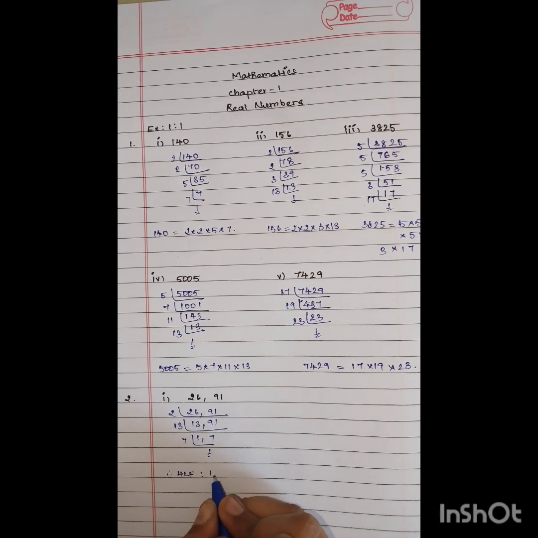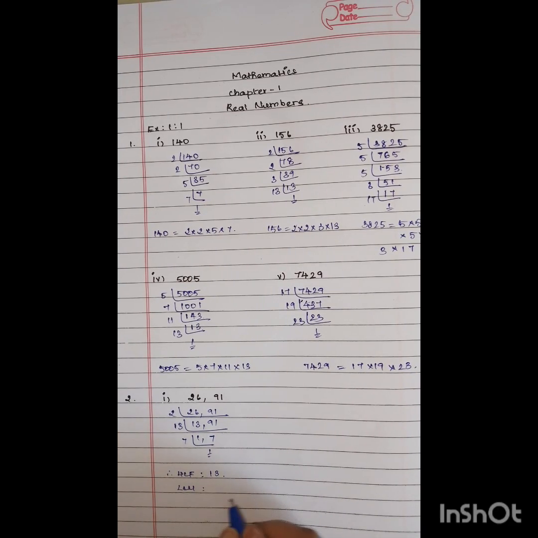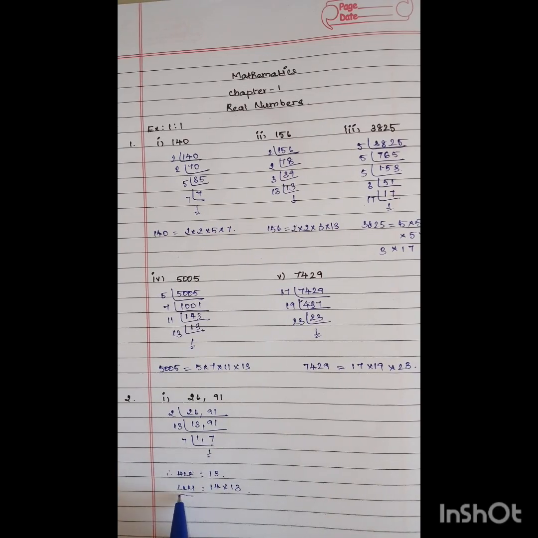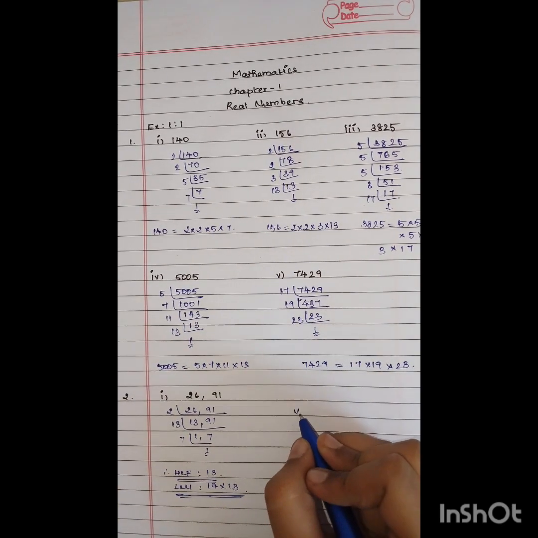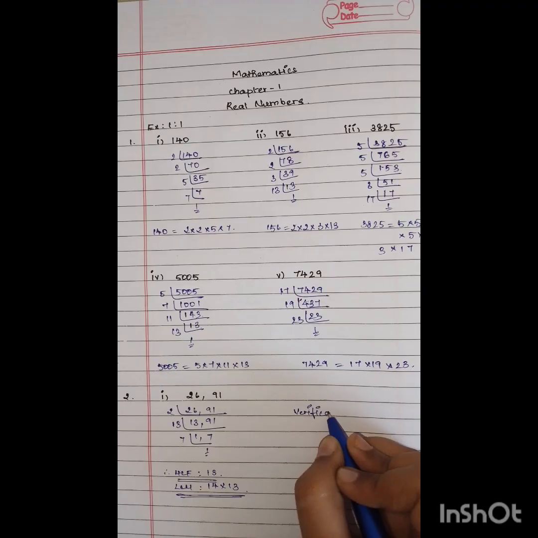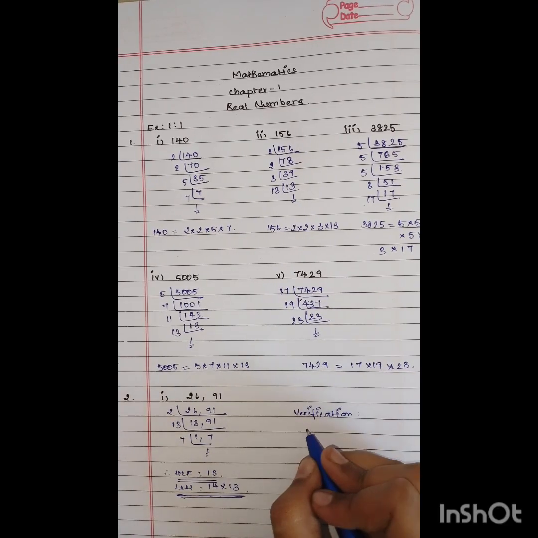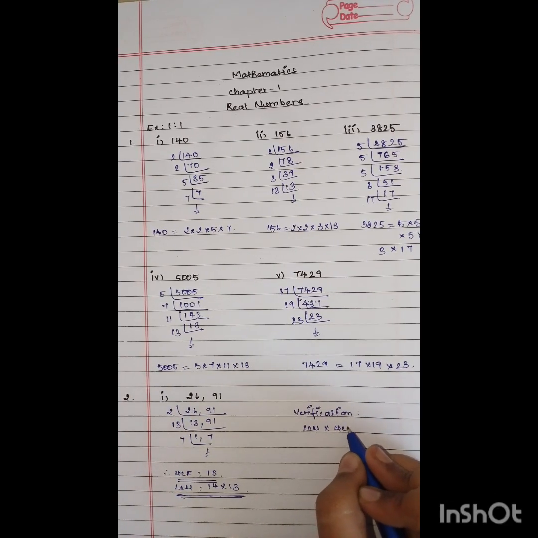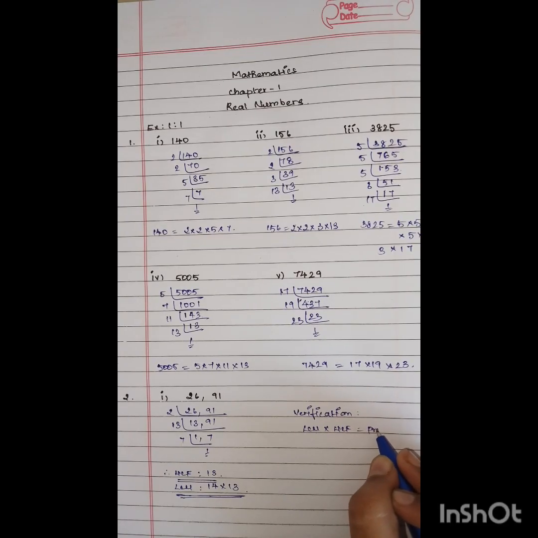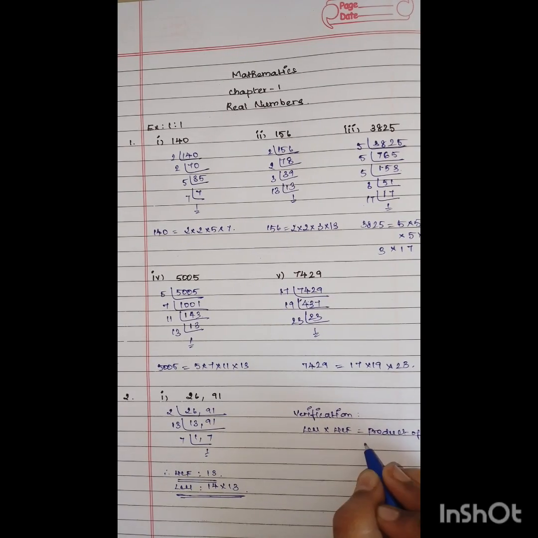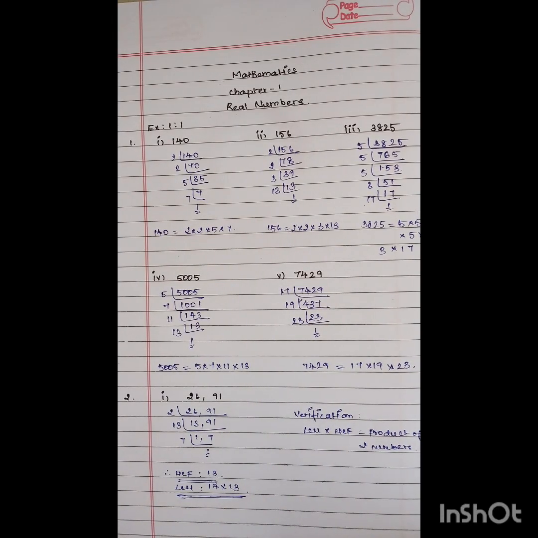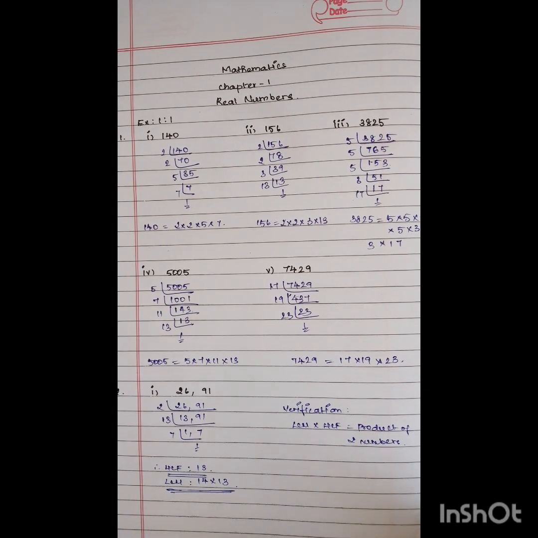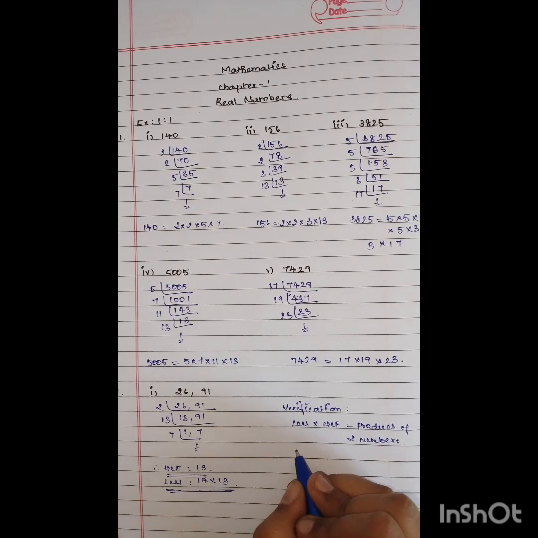So the HCF is 13 and the LCM is 14 into 13. You can either multiply and get the final number or keep it in a product method itself for the easier way of multiplication during the verification process. Here we are introduced to a new formula which is LCM into HCF is equal to the product of the two numbers or the three numbers which have been given.